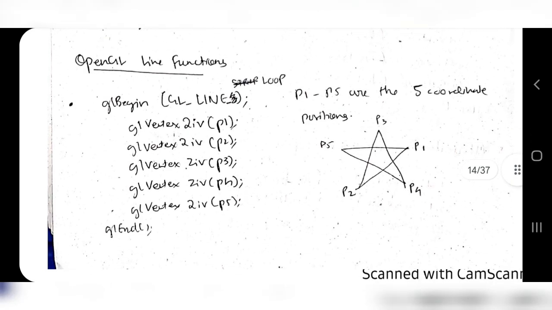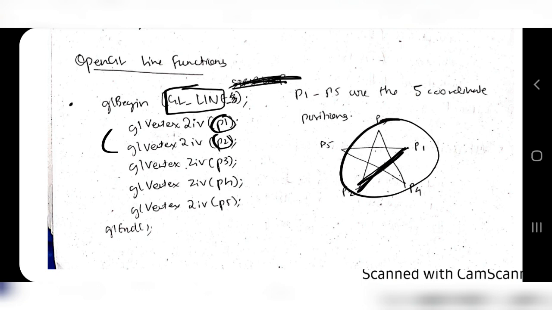Coming to the line function, to display a line, first you have to write the points, so the points will be initialized in this way. Whatever points you write here will be initialized. After the points are initialized, the program will run depending on what parameter you call here. For example, if you just write GL_LINES, with P1 and P2, a line will be made between P1 and P2.